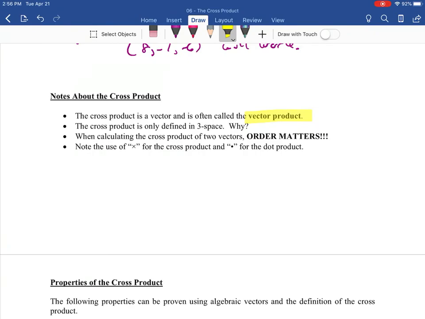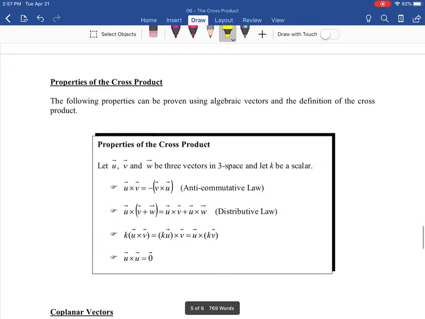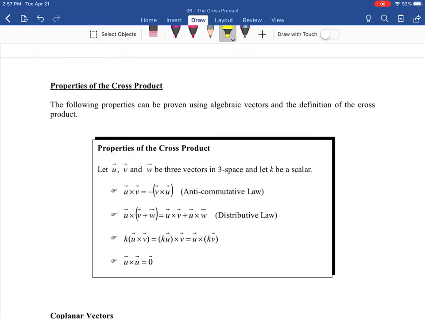When calculating the product of the vectors, order matters. U cross V is not the same as V cross U. They act in opposite directions. And note the use of this little cross and this little dot. You've seen that cross before as the regular multiply symbol. We use that to represent cross product. When we want to do dot product, we actually use a dot to represent that in vectors.